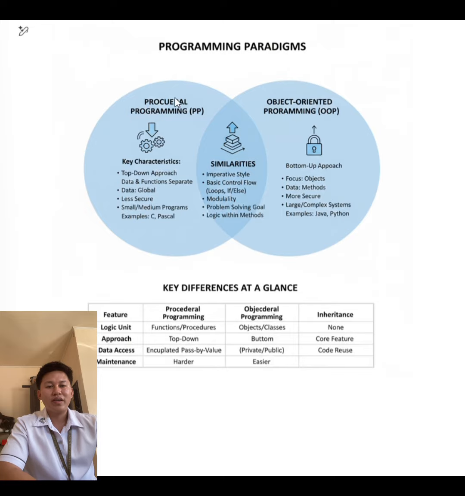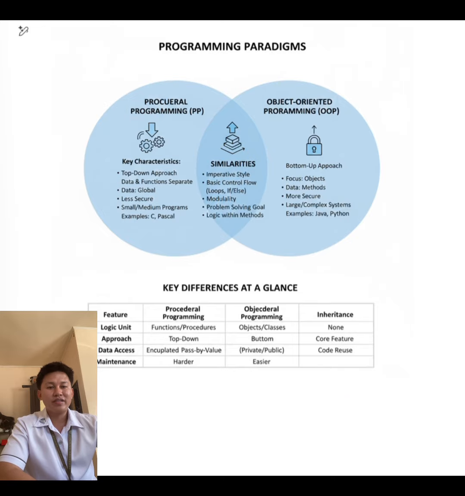In summary, procedural programming is focused on procedures and step-by-step execution. It's like cooking a dish, while object-oriented programming is focused on objects and data organization.